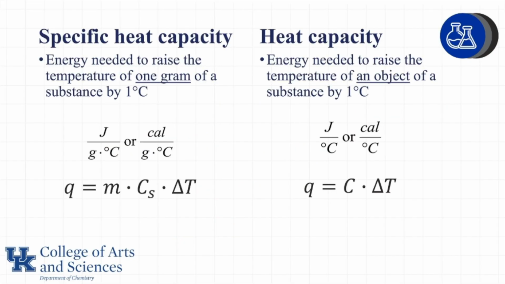Specific heat capacity and heat capacity are very similar, but that key difference, having the grams in my specific heat value, lets me know which equation I'm going to use. If I have grams, it's m Cs delta T. If I don't have grams, it's C delta T. One of them is for raising the temperature of 1 gram of a substance. The other is for raising the temperature of an object by 1 degree Celsius.